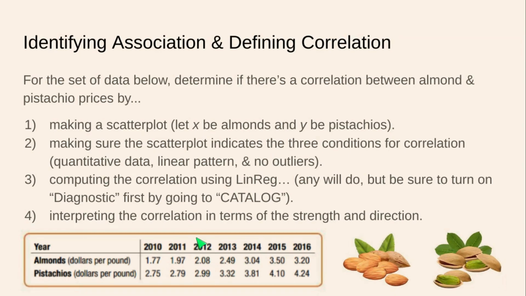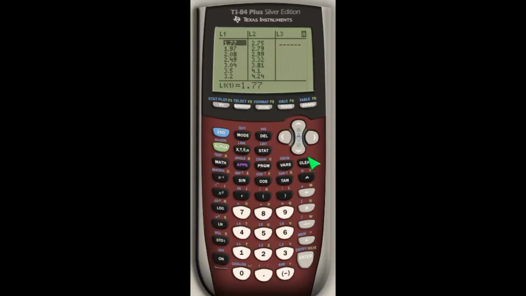Well, check. Linear pattern, we're looking for that, and also no clear outliers. So we're going to go to the calculator and we're going to put this information in and see if we can find a linear pattern with no clear outliers in our scatter plot. Let's do it. So here we are at the calculator.